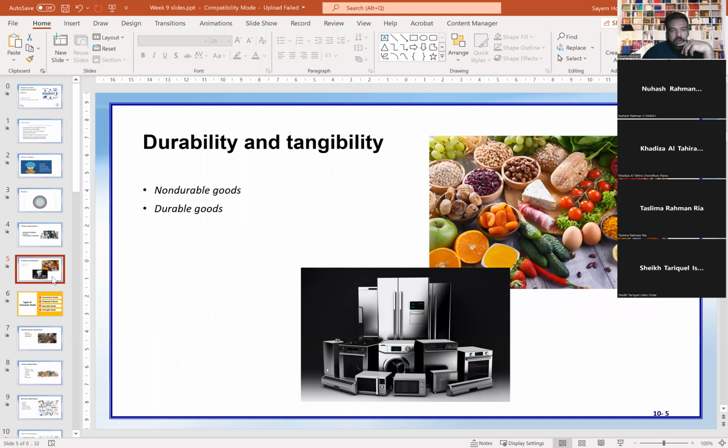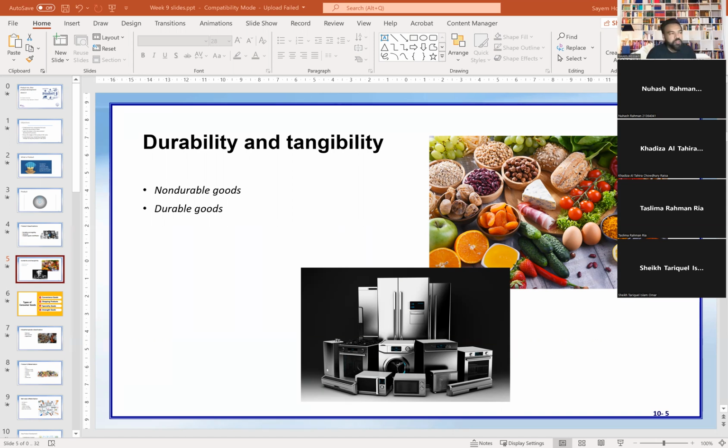Okay, so first let's talk about durability and tangibility. From the point of durability and tangibility, if we differentiate the product, the first thing that we understand is obviously the non-durable product. So what is a non-durable product? Obviously, the perishable products, fresh products which we have to use within 24 hours, like milk, food, vegetables. These could be categorized into these different categories. So they are non-durable. They are not going to stay.